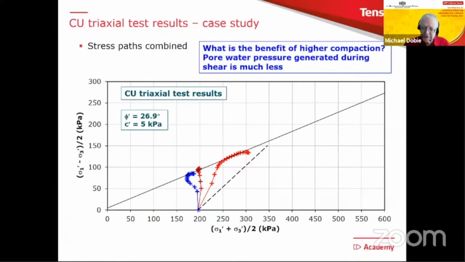Well, of course, it's all about the pore pressure generated during shear. And for the red one there, the optimum specimen, you can see that the generated pore pressures are much less. And of course, that's what we prefer to have from the point of view of stability of a fill.